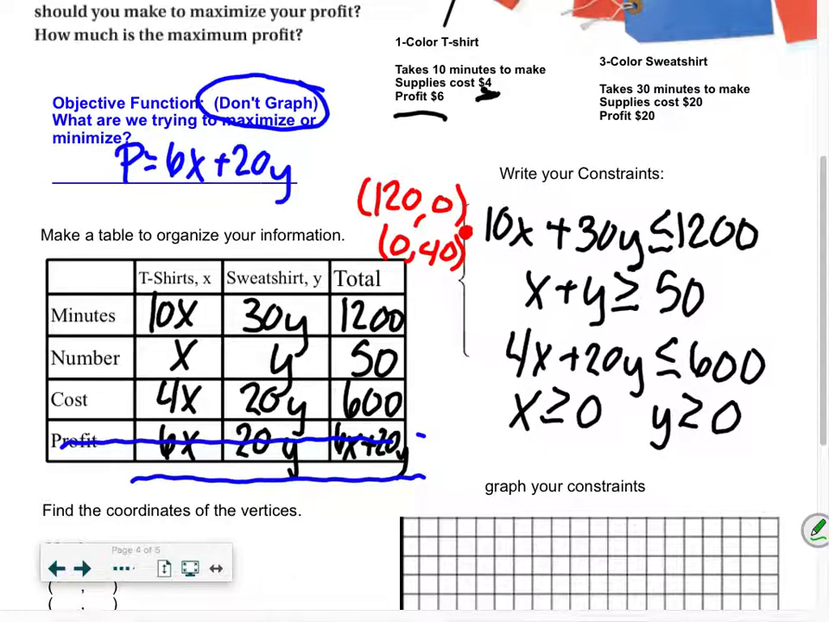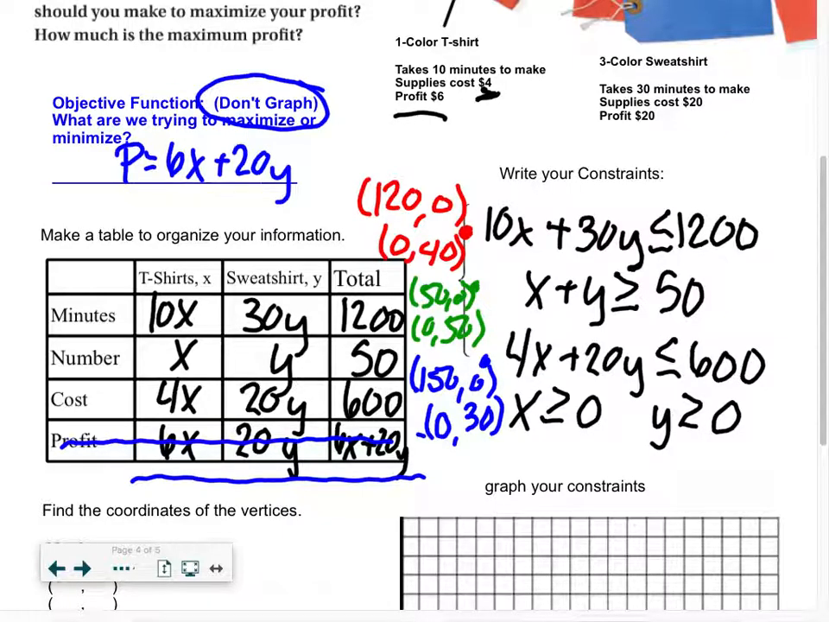Okay, green one, my intercept's pretty easy. I got 50, 0, and 0, 50 for that middle one. Why so many points? Then this last one, if I put in 0 for y, my x is 150. So I have 150 comma 0. If I put in 0 for x, I get y is 30. So those are just going to help me graph.